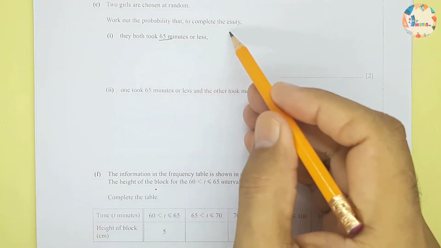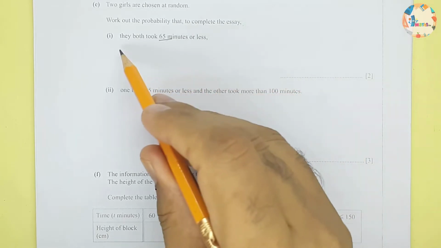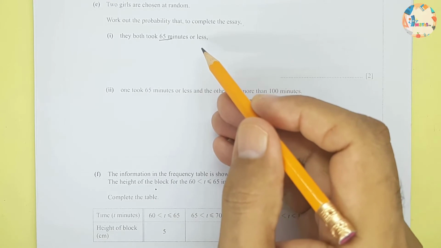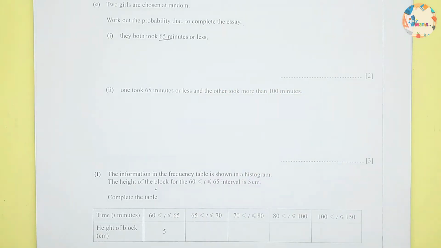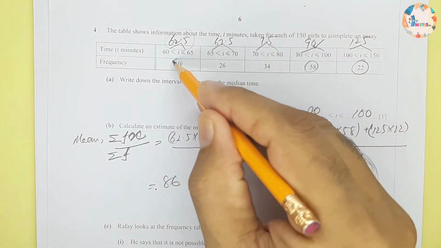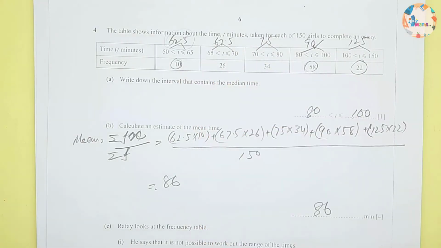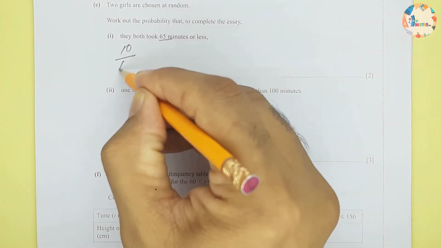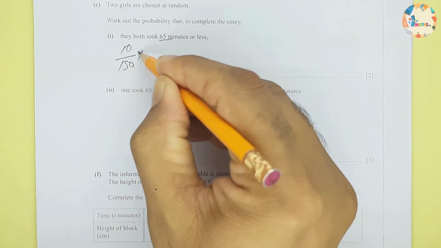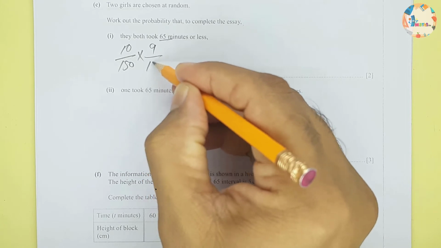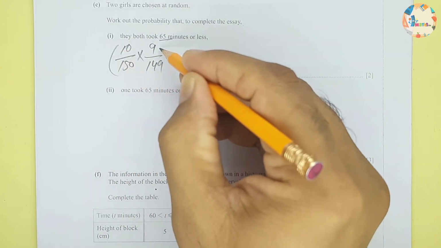Work out the probability that to complete the essay they both took 65 minutes or less. So if we check 65 minutes or less, there are 10 students, so it will be 10 over 150 for the first student, and for the second student it will be 1 less than 10, so 9 over 149, and this will be the probability.